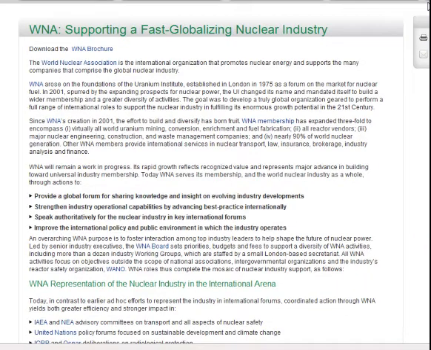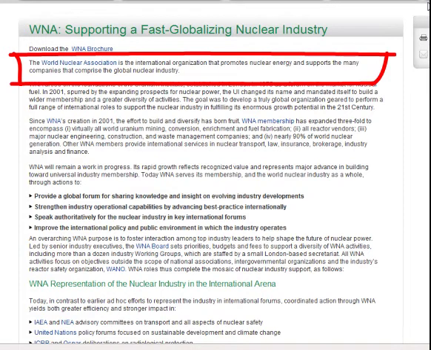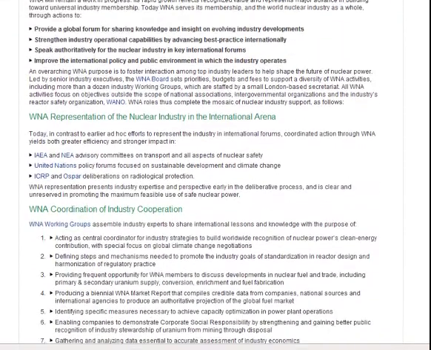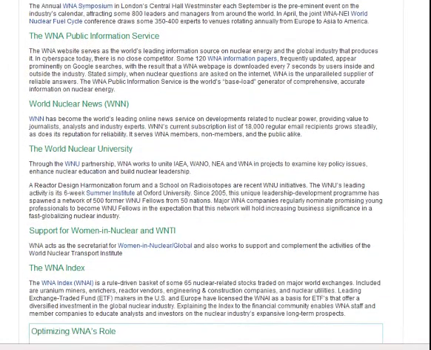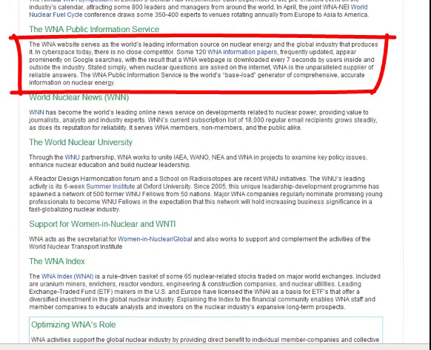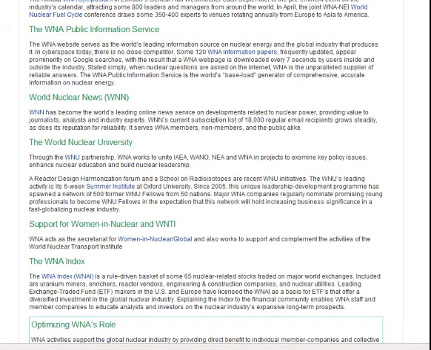On the About page, we see that the World Nuclear Association is the international organization that promotes nuclear energy and supports the many companies that comprise the global nuclear industry. And that the WNA website serves as the world's leading information source on nuclear energy and the global industry that produces it. This is the agenda. We can start to see where bias comes into play.